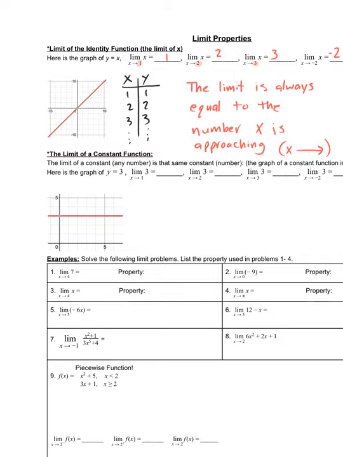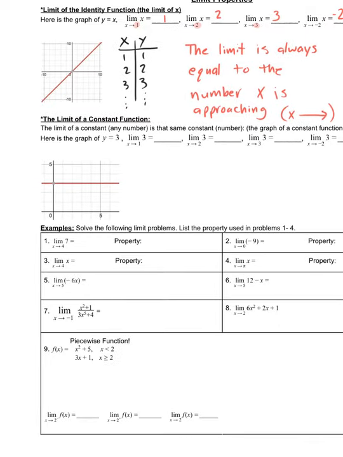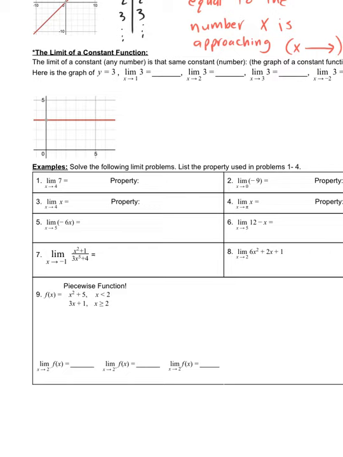The second property that is pretty handy is just the limit of a constant. Now remember, a constant is just a fancy name for a number. So my example here is y is equal to 3. Here is the graph of y is equal to 3. It's just a horizontal line through 3, because the y values on that line are all 3.